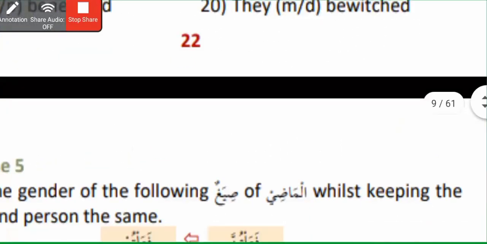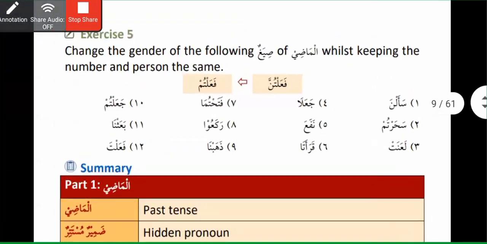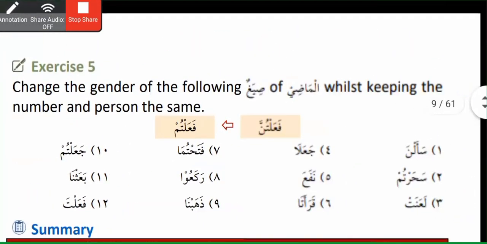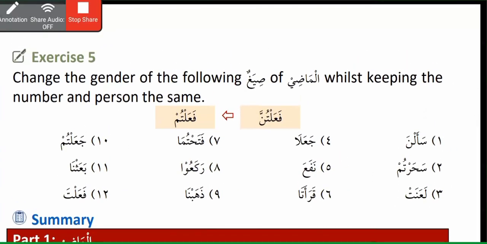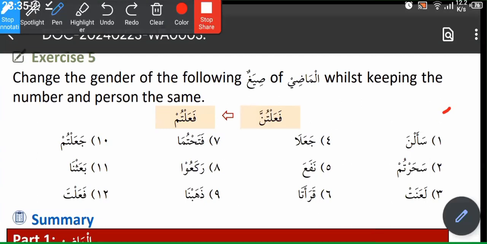I think this is the end of the exercise, and it's going to be the end of the chapter as well. Change the gender of the following sigas of mazi while keeping the number and persons the same. Just change the gender. For example, here we have fa'altunna. Fa'altunna changes to fa'altum. In this exercise, the number will remain the same, the person will remain the same. What you will do is change the gender only. So سألن becomes سألوا. Sa'alu. Okay, let me also write it down here. Sa'alu.